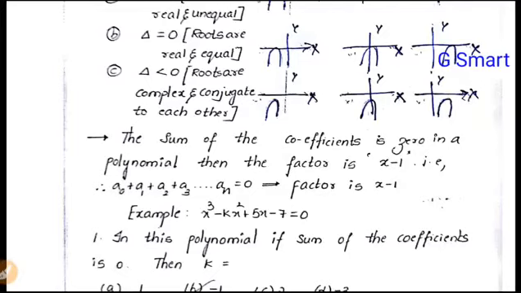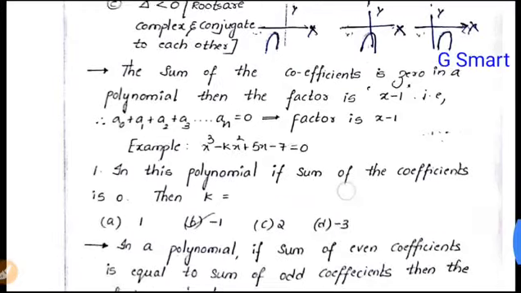Substitute x is equal to 1. So 1 cube minus k into 1 square plus 5 into 1 minus 7 is equal to 0. 1 cube means 1. 1 minus k plus 5 minus 7. So 1 plus 5, 6; 6 minus 7, so minus 1. So minus 1 minus k is equal to 0. So k is equal to minus 1.